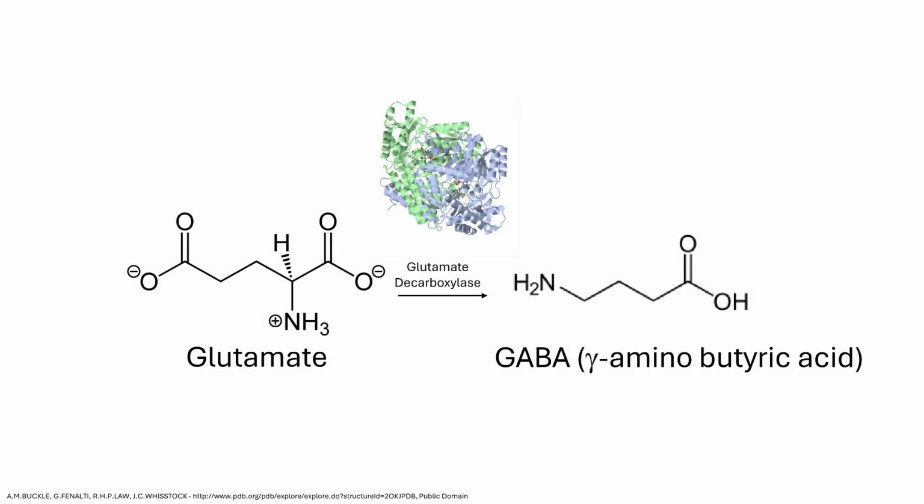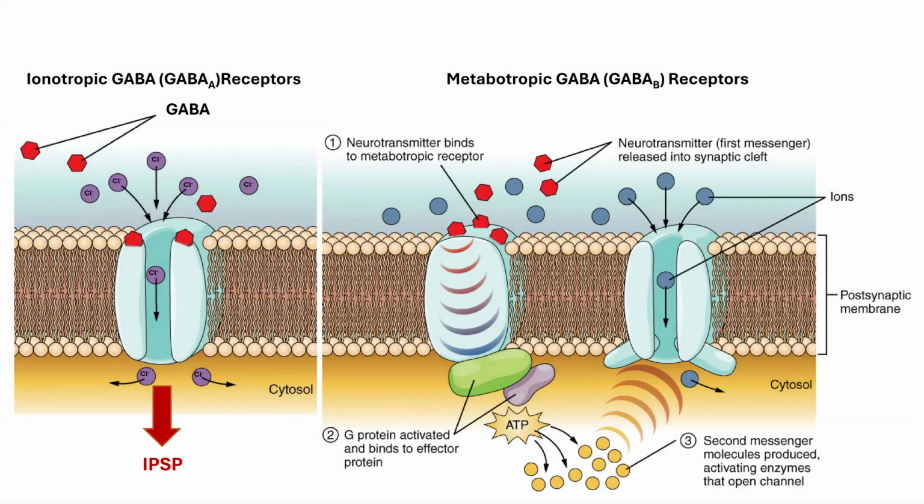Gamma-aminobutyric acid, commonly pronounced GABA, is the main inhibitory neurotransmitter that works in opposition to glutamate in the brain. GABA is synthesized from glutamate in a reaction catalyzed by an enzyme called glutamate decarboxylase. Ionotropic GABA receptors open chloride channels to rapidly produce inhibitory postsynaptic potentials. There are also metabotropic GABA receptors that indirectly open potassium channels for slower, longer-lasting inhibition.